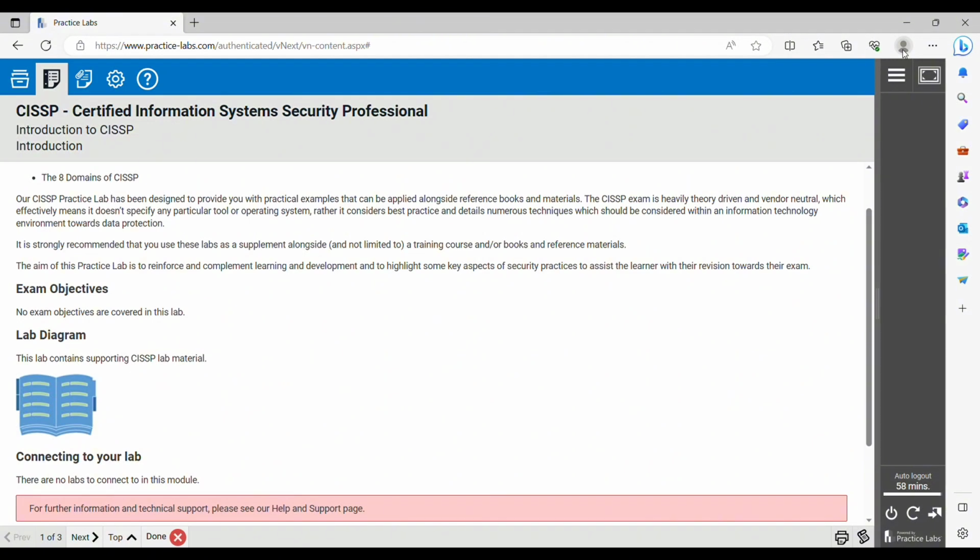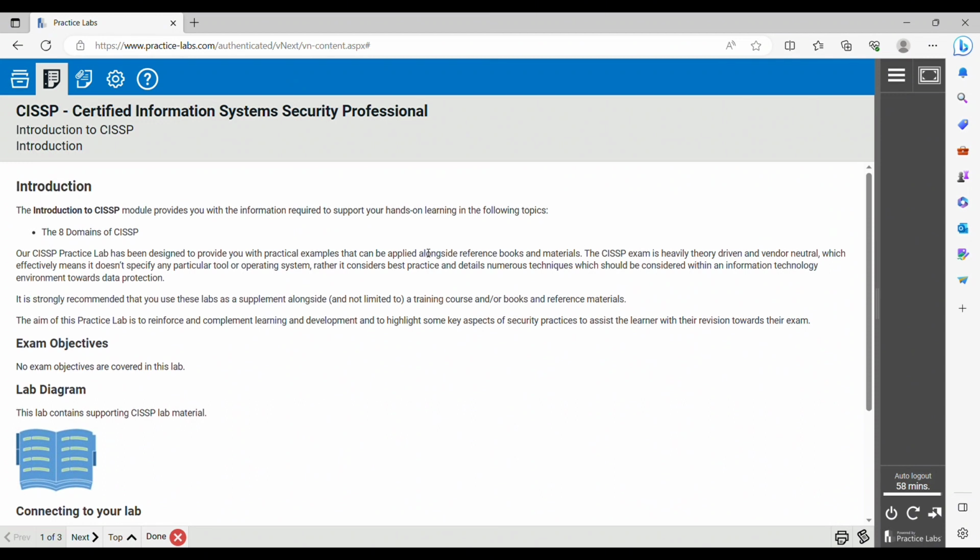CISSP, Certified Information Systems Security Professional. Introduction. The Introduction to CISSP module provides you with the information required to support your hands-on learning in the following topics. The 8 domains of CISSP. Our CISSP practice lab has been designed to provide you the practical examples that can be applied alongside reference books and materials.